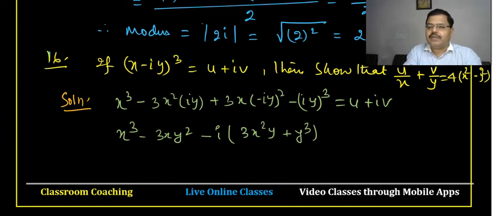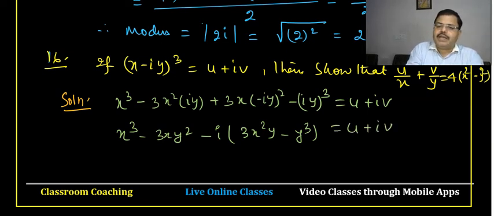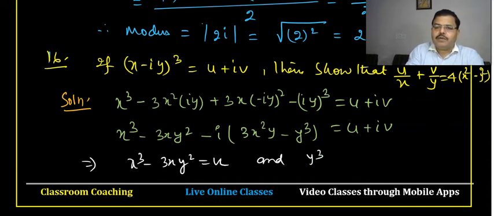Now, iota is being already taken, so plus iota q, but because we have taken minus common, it will be here minus, since minus is being taken common, it will be plus, but because minus is being taken, we can write it like this, and is equal to u plus iota v. So equating real and imaginary part again, we will have the situation on equating. So this implies real part x cube minus 3xy square is equal to u, and y cube, multiplied by negative, it will be y cube minus 3x square y is equal to v.